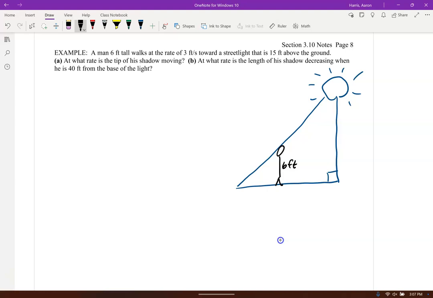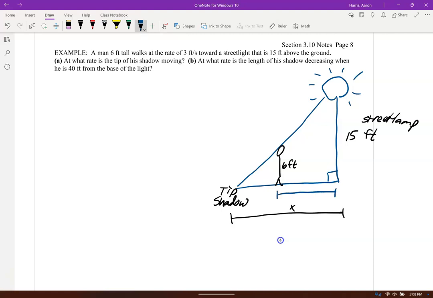So let's go ahead and say, let's label a few things here. Here's my street lamp. That's 15 feet above the ground. Here's the tip of the shadow, right? And so let's go from street lamp to the tip of the shadow. Let's call that X. And let's call the distance Y from the man to the street lamp. So here's my Y from the man to the street lamp.